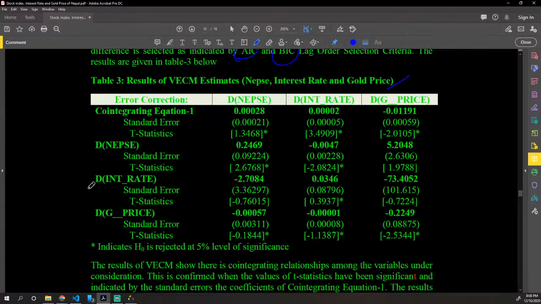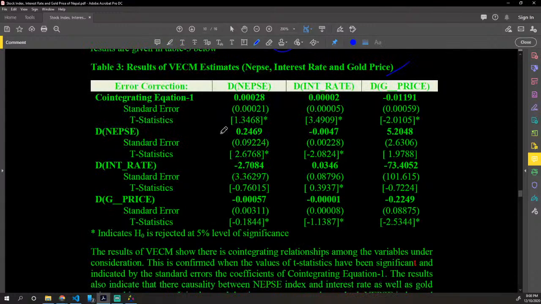As such, this statistic just basically indicates that our null hypothesis is rejected, right? Null hypothesis is rejected.